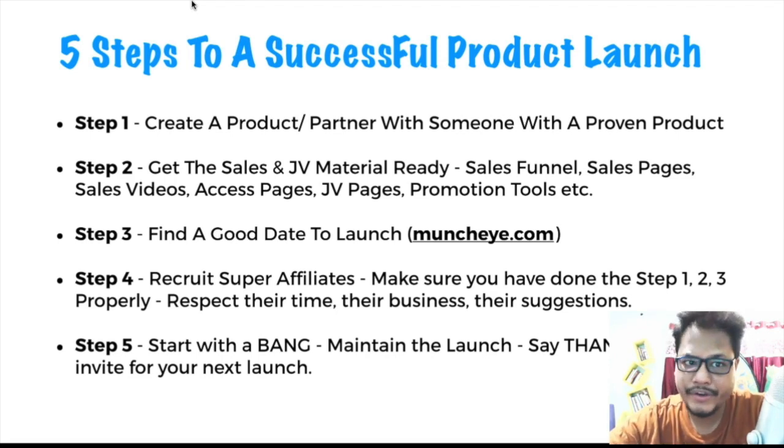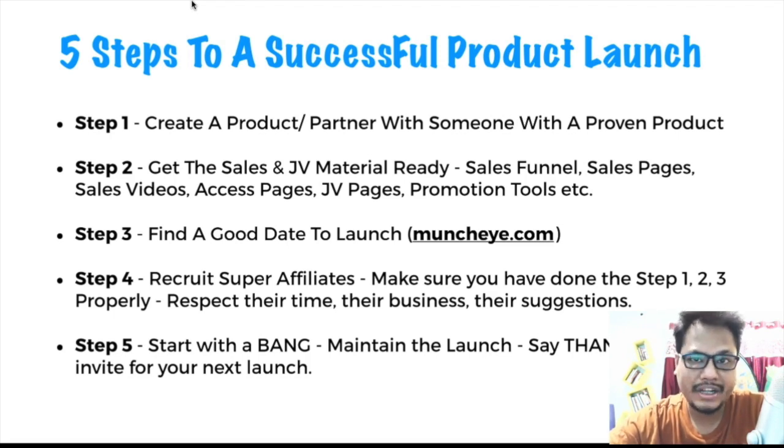This is a quick overview of the 5 steps that you need to do. So first, step number 1 is you need to have a product. You need to create a product, or you need to find someone with a good product, because without a product you cannot do a product launch. Second step is you need to get the sales pages, sales and JV materials ready. JV materials, I would say affiliate materials ready.